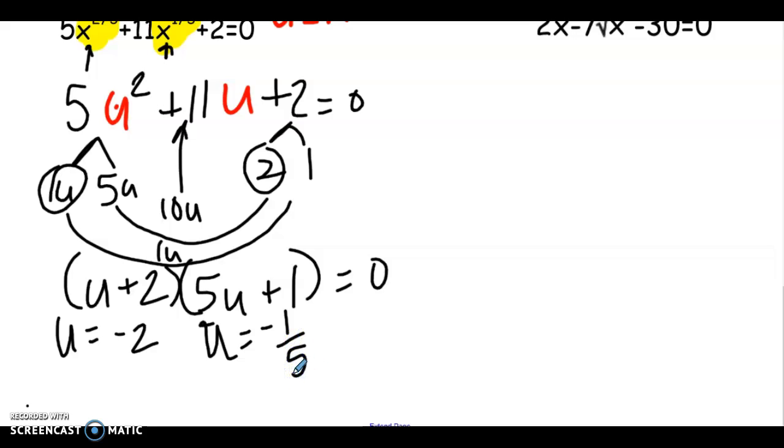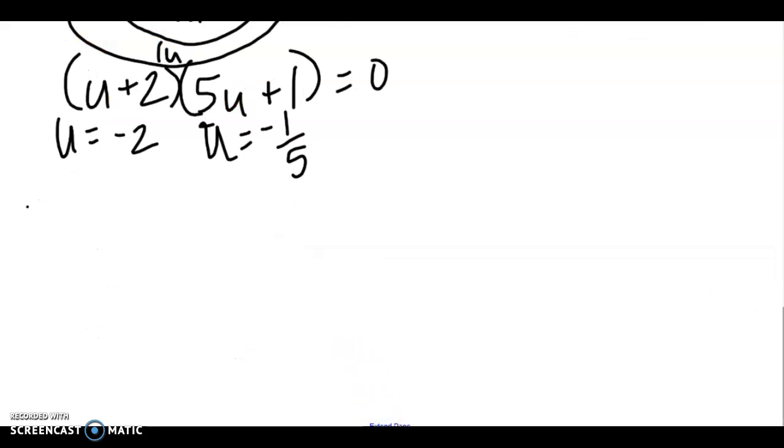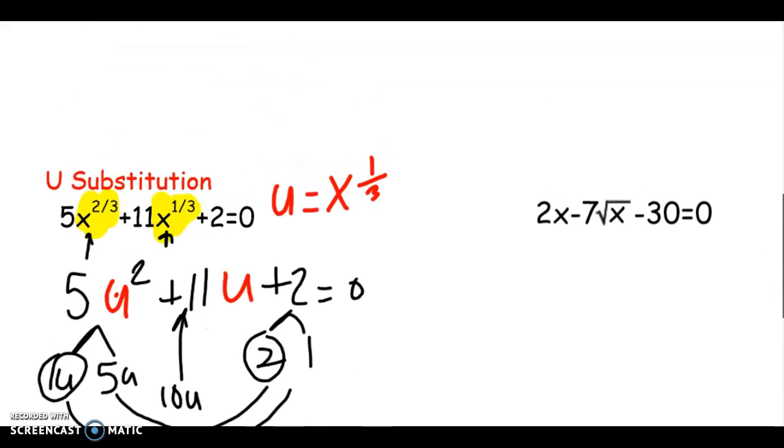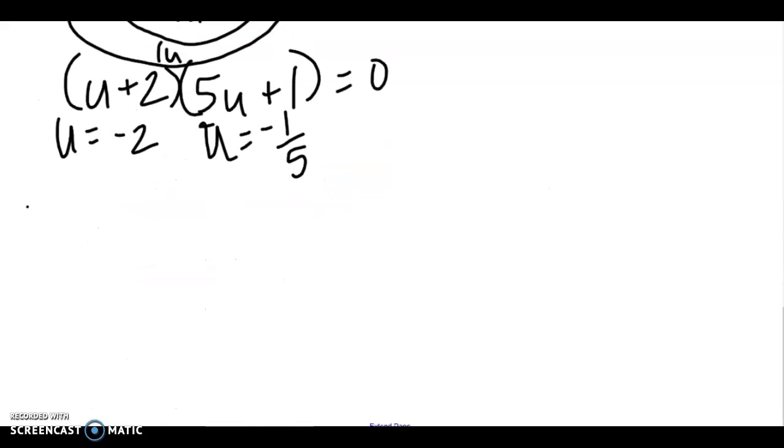So if you're like, why? Because if it's equal to 0, minus 1 divided by 5. Okay, but this is not my solution. I just know that u is -2, and u could also maybe be -1/5. So let's now go back up and say, what was u standing for? x to the 1/3. Okay, so now I'm going to substitute that in. So x to the 1/3 power equals -2.